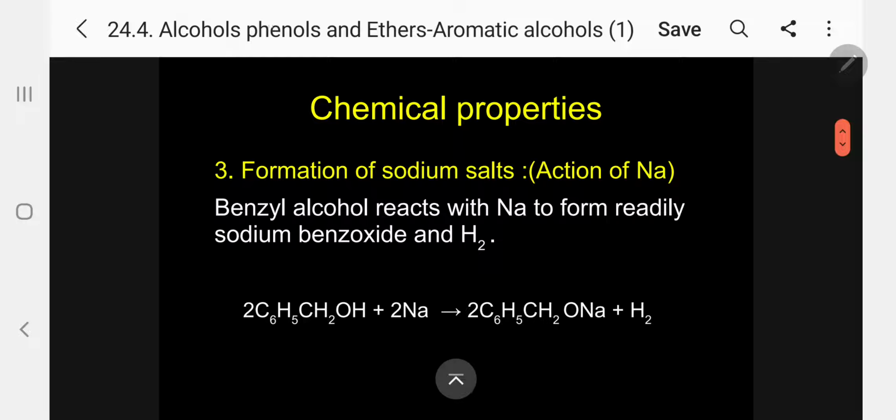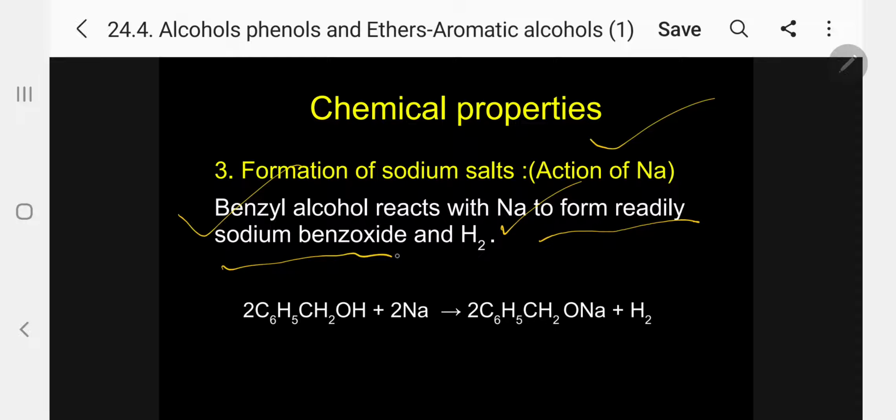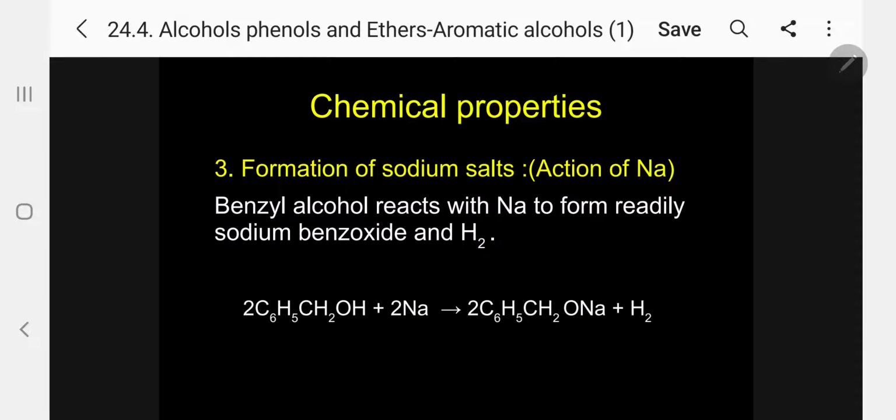The next one, formation of sodium salt, action of sodium. Benzyl alcohol reacts with metallic sodium to readily form sodium benzoxide and hydrogen. So this is the reaction. Two moles of benzyl alcohol with 2 moles of sodium give 2 moles of sodium benzoxide, and correspondingly hydrogen gas is liberated. This is the third important reaction.